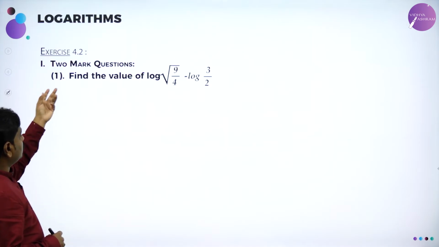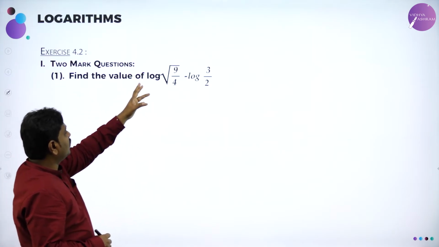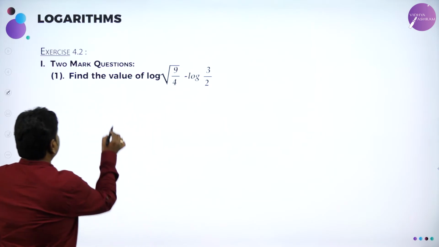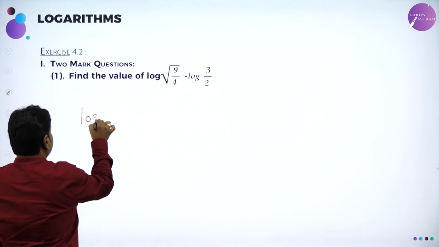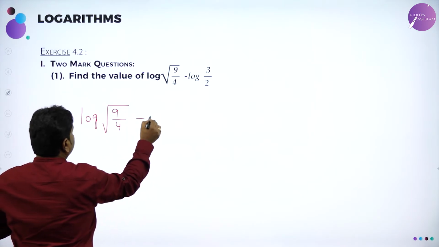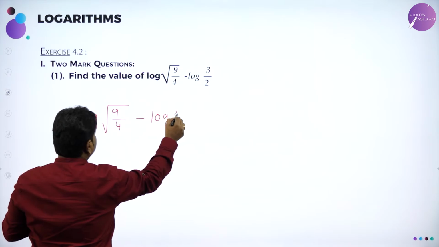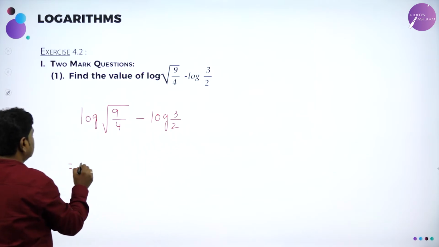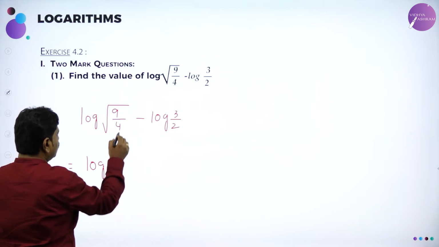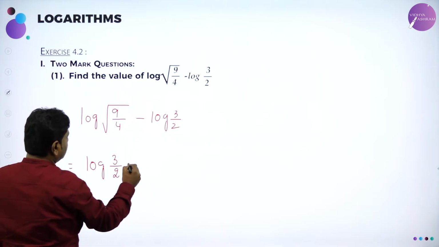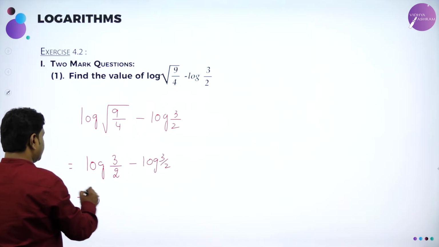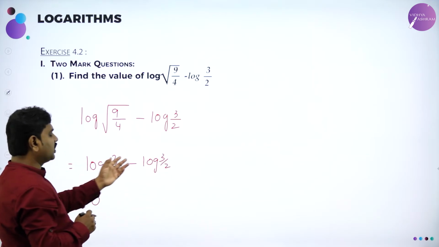Next, 2 more questions. Find the value of log of root 9 by 4 minus log 3 by 2. We have to use the formula. Two methods. Direct: can I write log, what is root 9? Root 9 is 3. Root 4 is 2. Root you apply, log 3 by 2 minus log 3 by 2 is 0 directly, because both are like terms.